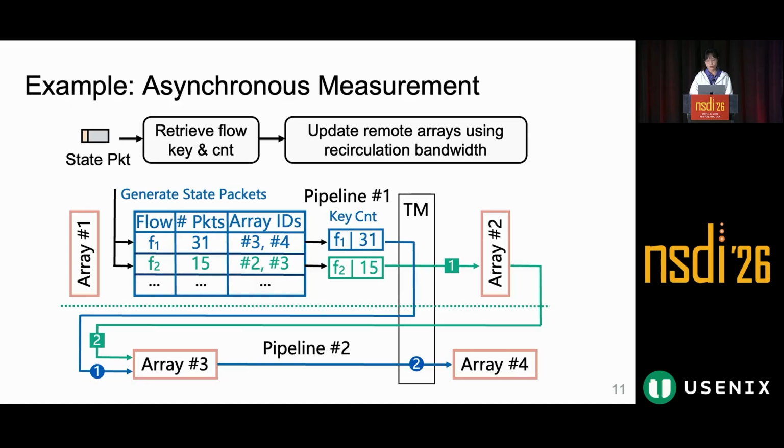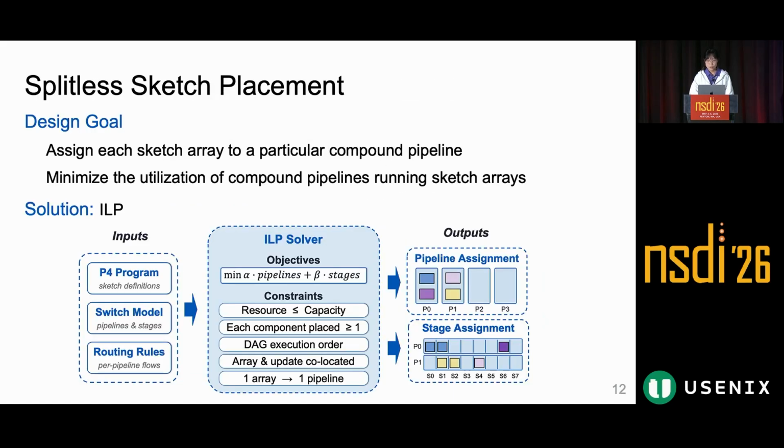SketchPipe has 3 inputs: the sketch program, the switch model, and the routing rules. It formulates splitless placement as an optimization problem. The objective is to minimize resource consumption, including the number of occupied compound pipelines and the number of occupied match-action stages. The constraints ensure that the sketch is correctly placed.